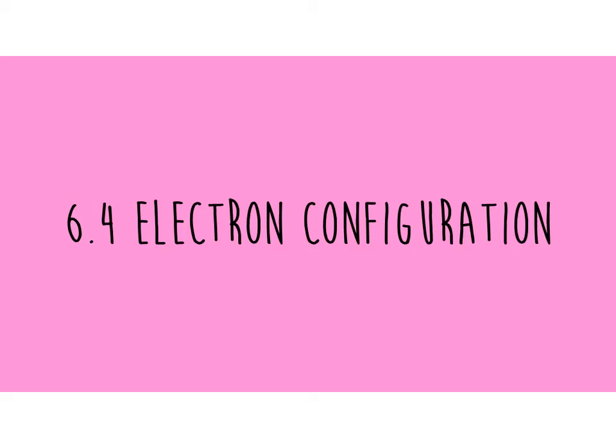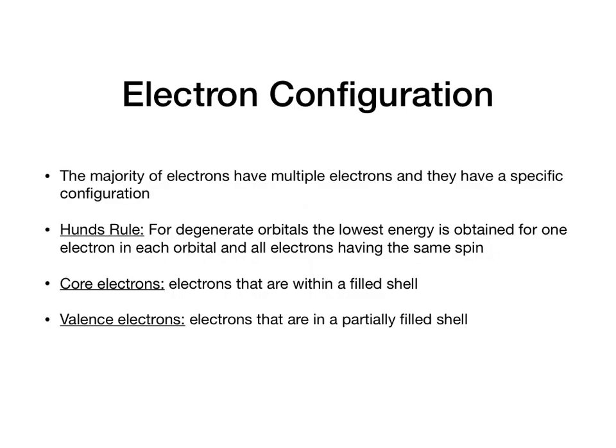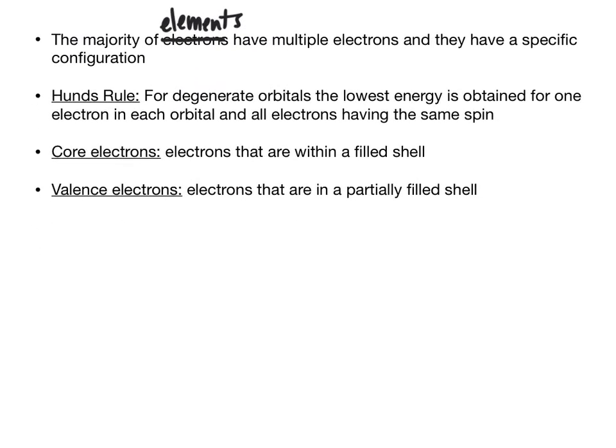In Chapter 6, Part 4, Electron Configurations, we're going to start to think about where the electrons go in a specific orbital for a specific element. So the majority of elements have multiple electrons, and these all have a specific configuration. There are a couple of rules and terms as we go forward that we want to think about.